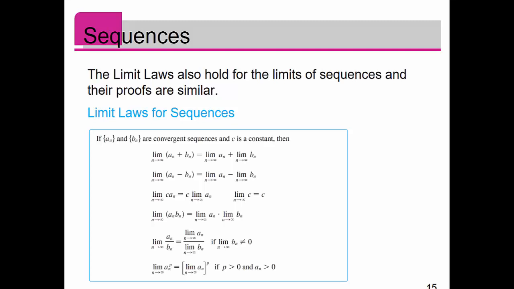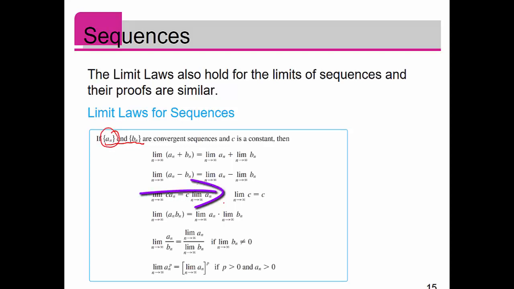Limits for sequences obey the same kind of rules and laws that we had for limits of functions. So for convergent sequences, as long as the sequences already have limits, the limit of a sum of sequences will be the sum of their limits, and the limit of their differences will be the difference of their limits. And if I know the limit of a particular sequence, then I can find the limit of any constant times that sequence.